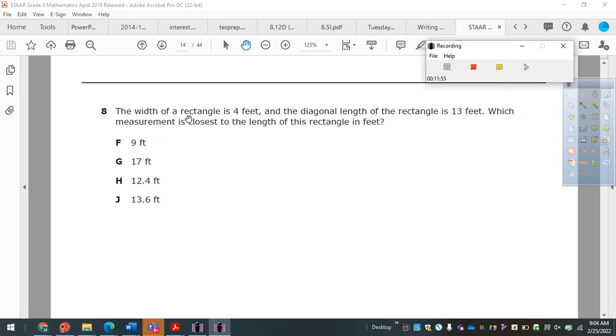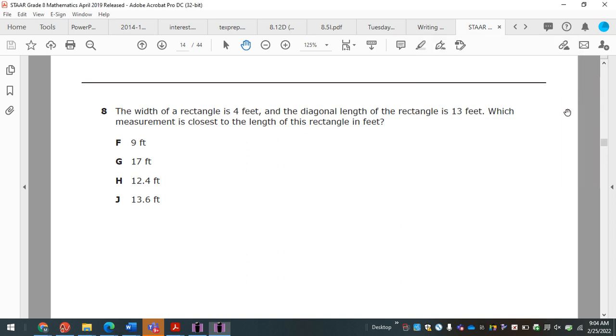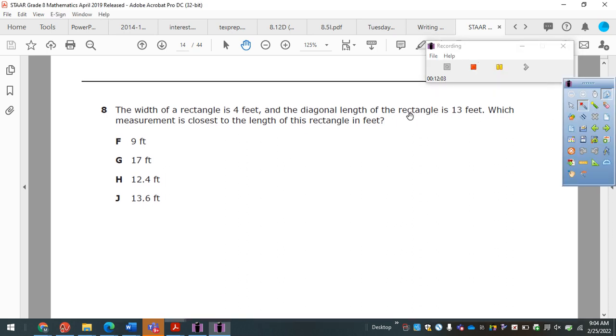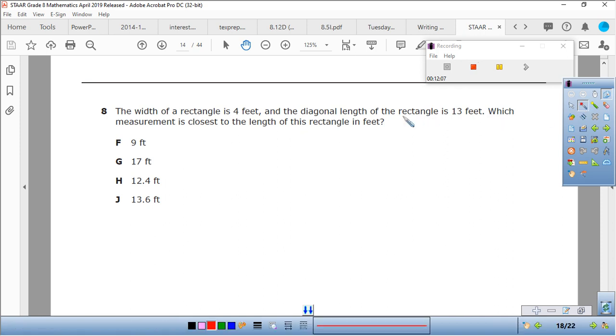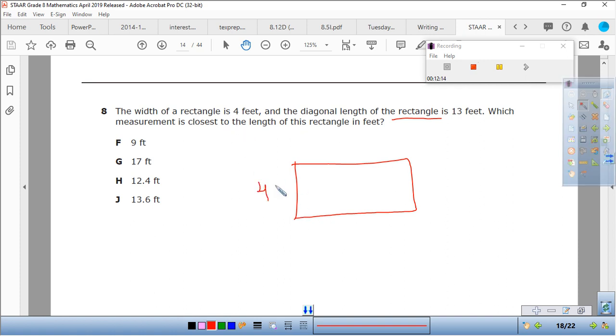Number 8. The width of a rectangle is 4 feet, and the diagonal length of the rectangle is 13. So they're saying it's a rectangle. So we'll go with a width of 4. Yes, sneaky, sneaky. Diagonal is from one corner to the other corner. And they're saying that one's 13.